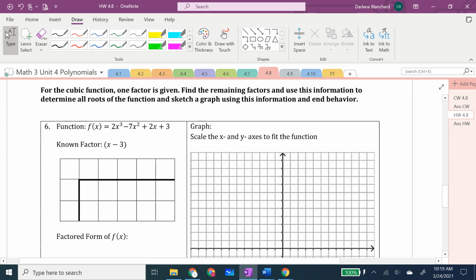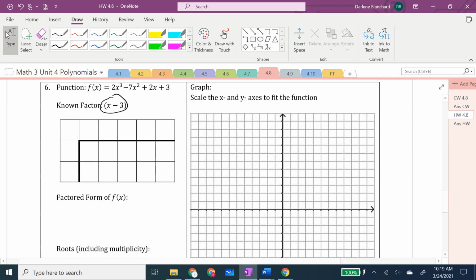So if you know one of the factors, you can use division to help you find out what the other roots are. If this is a known factor, realize that you know right then and there that positive 3, if I decide to use this as 3, positive 3 is an x-intercept. Now, I don't know necessarily whether that's going to be a multiple root yet or not, because I need to go through the division.